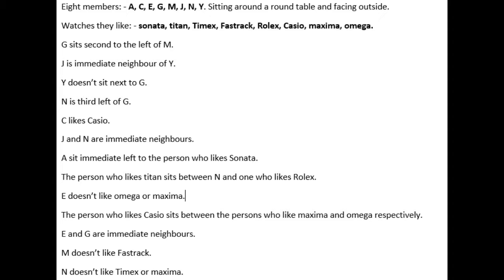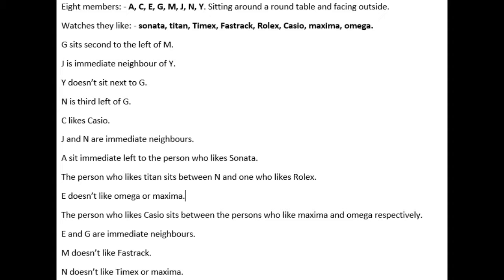E doesn't like Omega or Maxima. The person who likes Casio sits between the person who likes Maxima and Omega respectively. E and G are immediate neighbors. M doesn't like Fast Track. N doesn't like Timex or Maxima. So guys, you can take a screenshot of this question or you can look back to this point so that you remember what the question was.